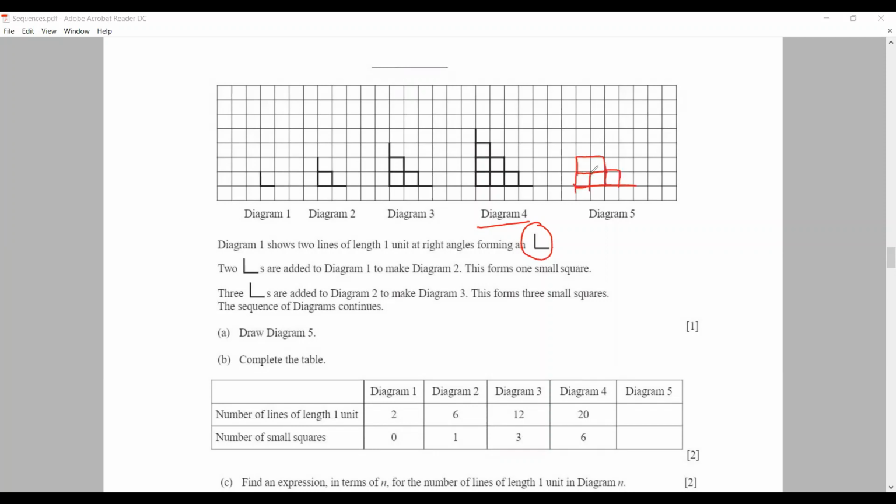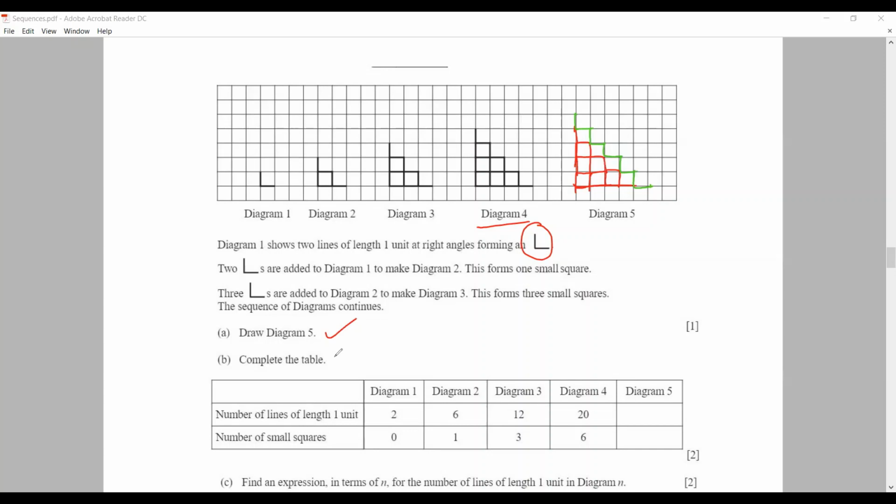This is what we have in 4 already. And I'm going to add how many I have to add: 5. 1, 2, 3, 4, 5. Okay, so that's diagram 5. Purposely, I use another color to distinguish it from diagram 4. This is complete. Now we have to complete the table.